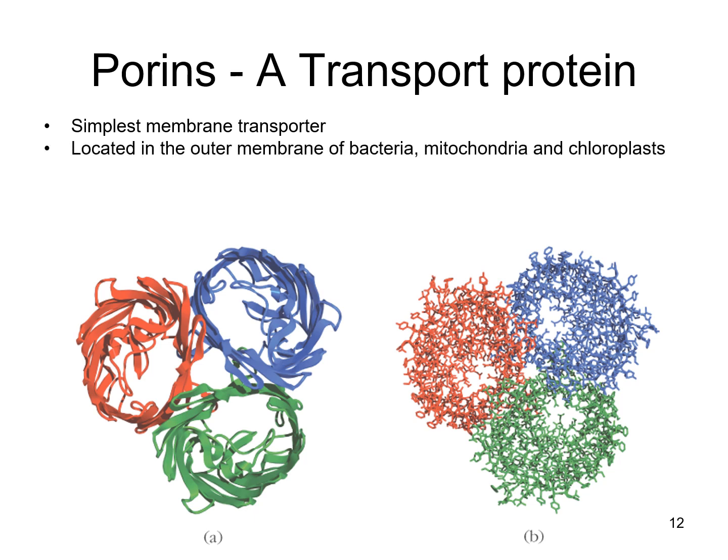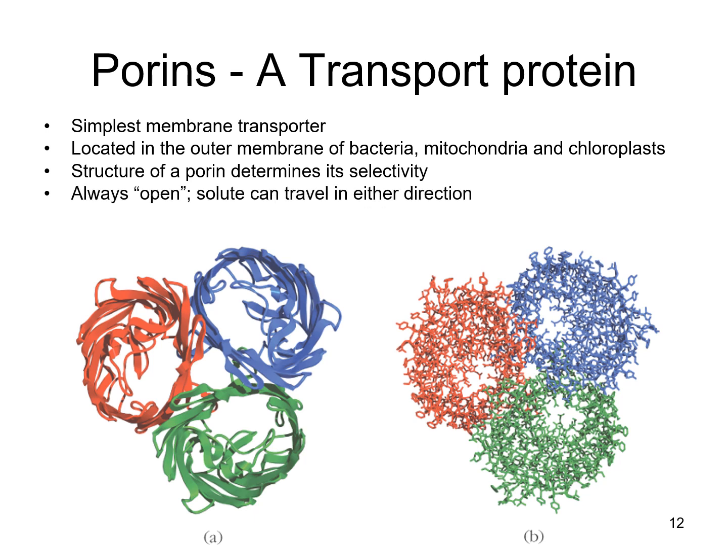They are located in the outer membrane of bacteria, mitochondria, and chloroplasts. The structure of a porin determines its selectivity, and these are always open, and when they are open, the solute can travel in either direction.